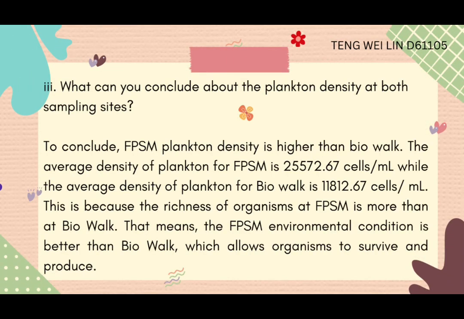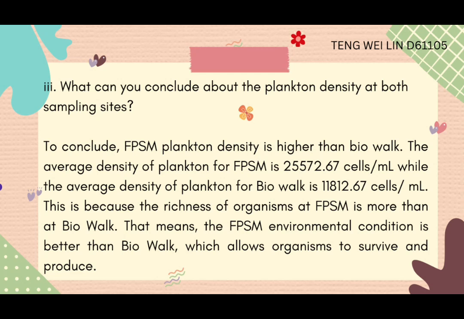Third, what can you conclude about the plankton density at both sampling sites? To conclude, APSM plankton density is higher than Biowalk. The average density of plankton for APSM is 25,572.67 cells per ml, while the average density of plankton for Biowalk is 11,812.67 cells per ml. This is because the richness of organisms at APSM is more than at Biowalk.